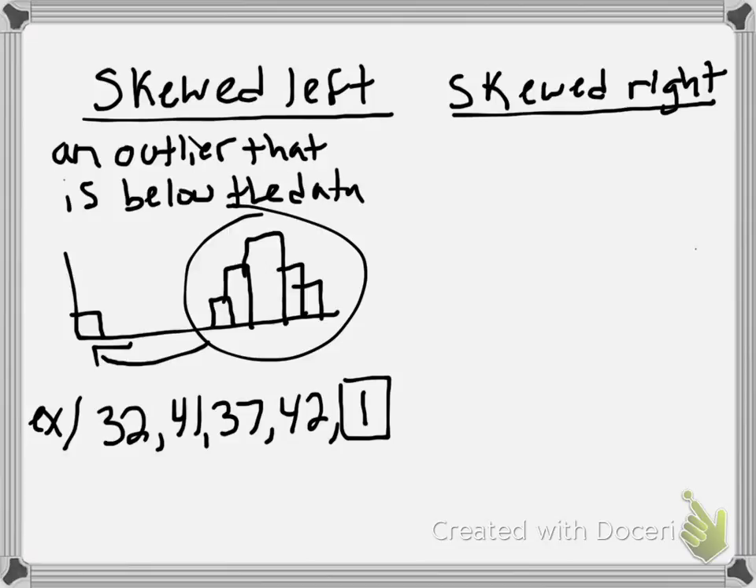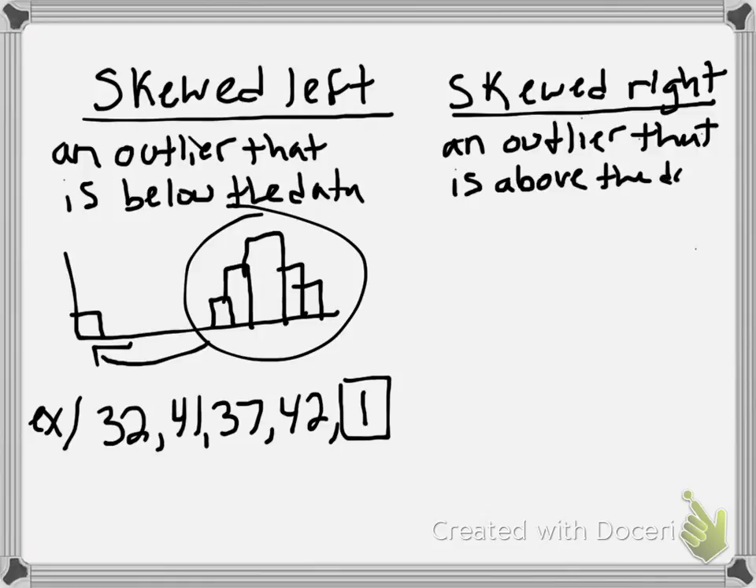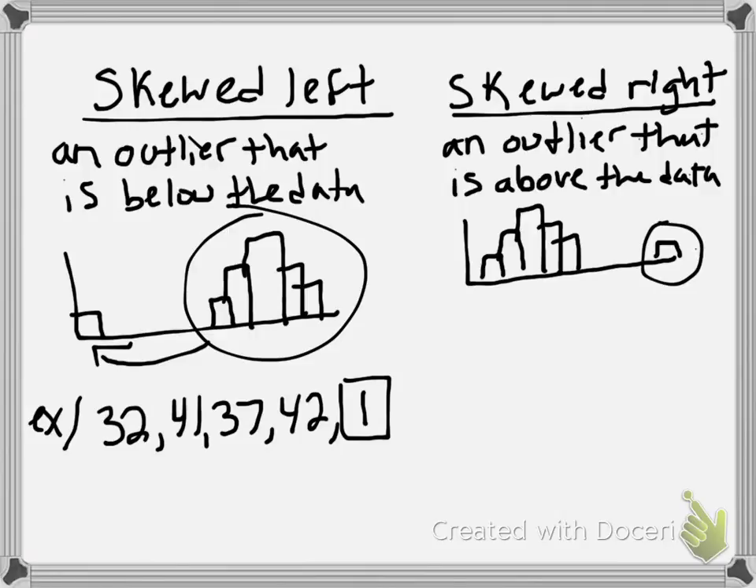Whereas skewed right just means we're going to have an outlier that is above the data. So this is when you have something that's significantly higher than everything else. If I were to think of a histogram again, let's say I have some data values here. They look pretty symmetric. And then I have this point that's way up there. That right there is definitely an outlier, and what that does is it makes my data skewed to the right.